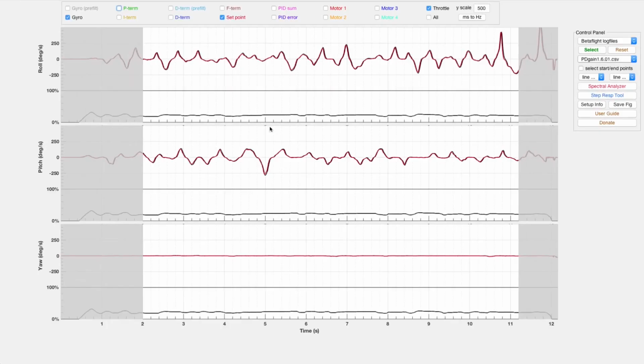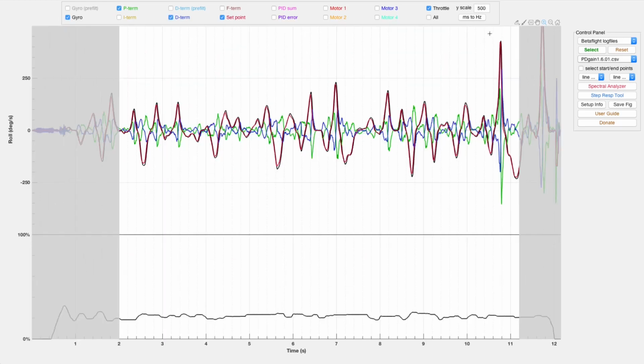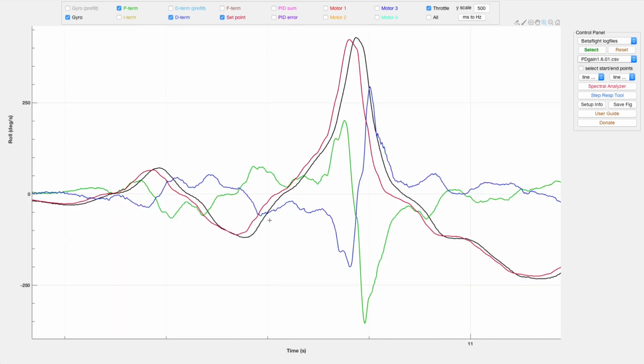So I've just opened up a log file in PID Toolbox. From the opening window, it always shows, of course, set point in red, and the gyro is plotted in black. So let's zoom in on this bigger movement for now. So you can see here that the set point is red, gyro is black, and the P term is green and the D term is blue. Actually, I'll plot in here the I term as well. So have you ever wondered how exactly the P, I, and D terms are calculated? I'm going to show you that in a separate window.